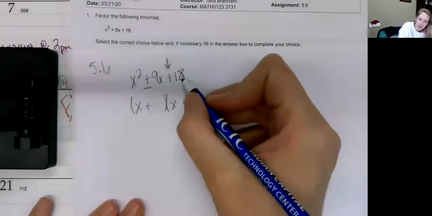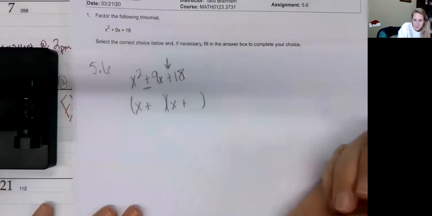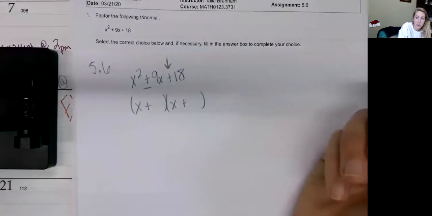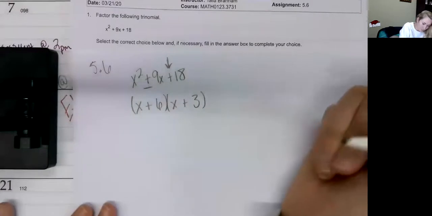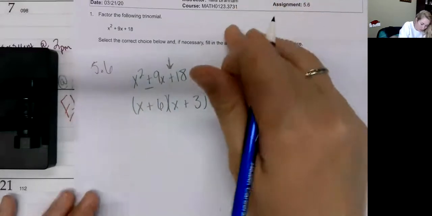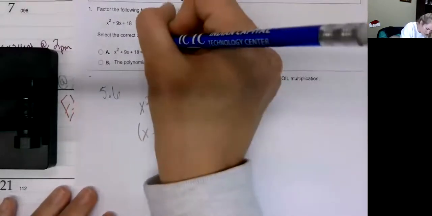Then I'm looking for factors of 18 that add to get 9. So my factors of 18, I have 9 and 2, 6 and 3, 18 and 1, but 6 plus 3 equals 9, so it'd be 6 and 3. And that would be x squared plus 9x plus 18 factored.